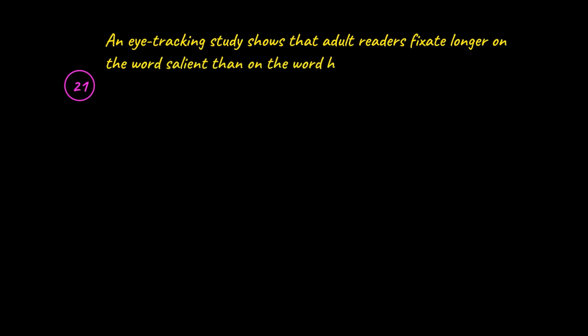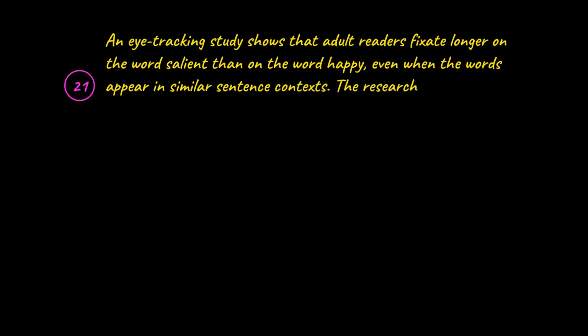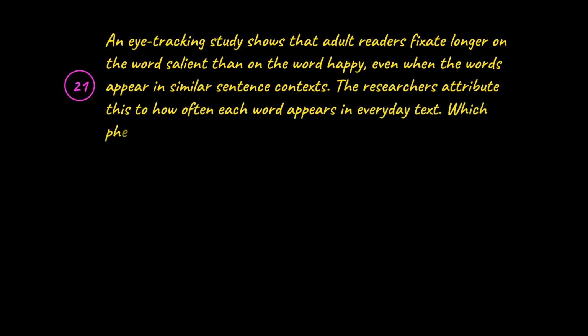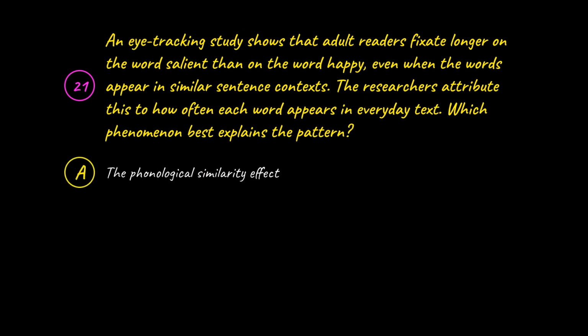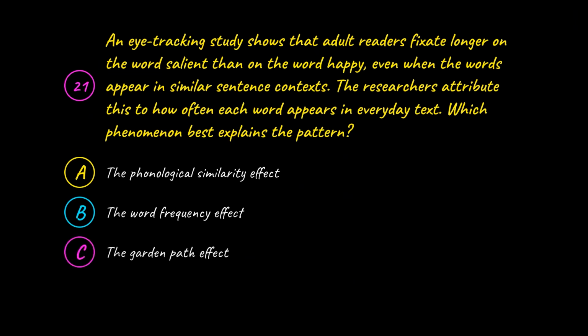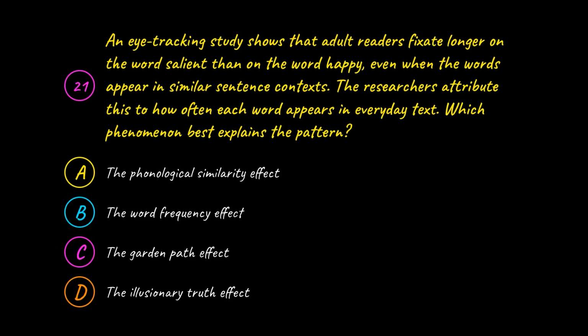Question 21. An eye tracking study shows that adult readers fixate longer on the word salient than on the word happy, even when the words appear in similar sentence context. The researchers attribute this to how often each word appears in everyday text. Which phenomenon best explains the pattern? Your options are A. The phonological similarity effect, B. The word frequency effect, C. The garden path effect, D. The illusory truth effect. Pick one. Trust your gut. Here's your chance to test yourself.